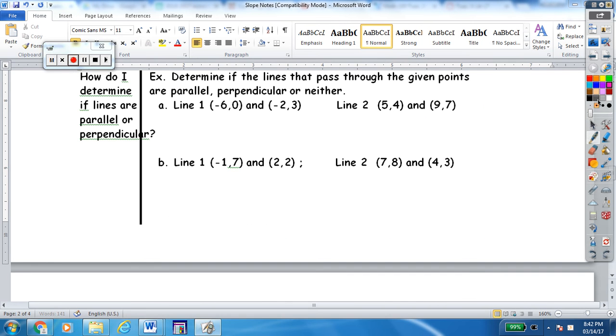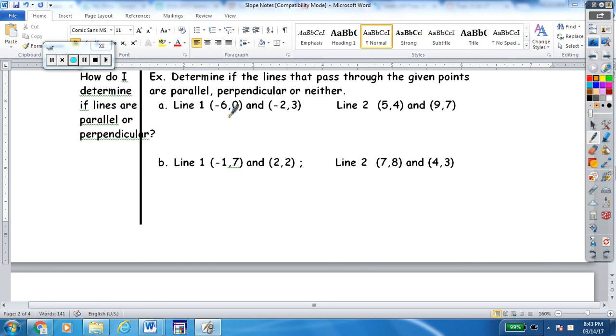Okay, so now this is a typical problem that you're going to see. You are going to be asked to determine if the lines that pass through the given points are parallel, perpendicular, or neither. So in this example A, we have two lines. Line 1 goes through these 2 points. Line 2 passes through these 2 points. So these are 2 separate lines passing through those coordinates that are shown. And your job is to determine if they're parallel, perpendicular, or neither.